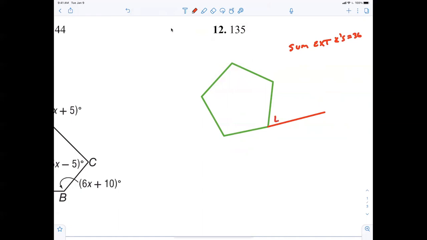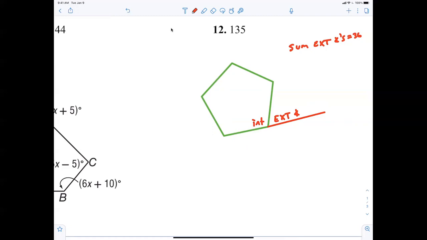If you don't want to write it down, that's fine. This is an exterior angle over here. This is an interior. What's true about an interior and an exterior? They're supplementary. Exactly. Does everybody agree with that?